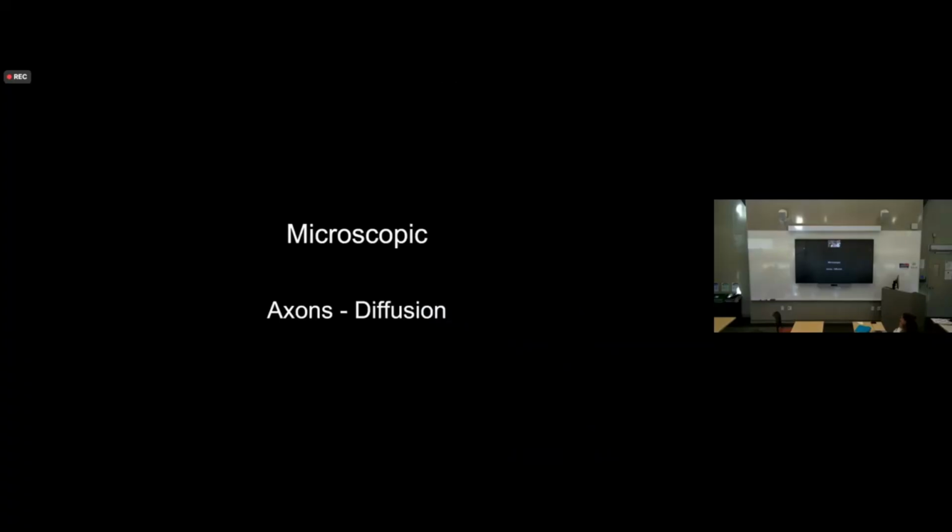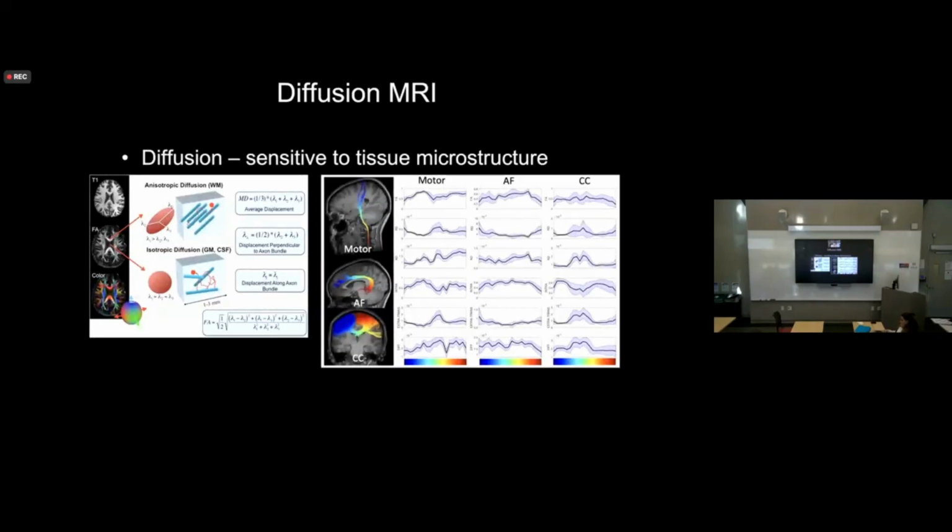Now we want to transition again to look at the microscopic. So what about axons? We know that axons are damaged in MS. They're sometimes lost, and we want to be able to be sensitive to that. Diffusion is one of the ways that we can start to look at the subvoxel information contained in the tissue. We typically think about diffusion of water in restricted environments, where the diffusion is going to move either along or across the axons.